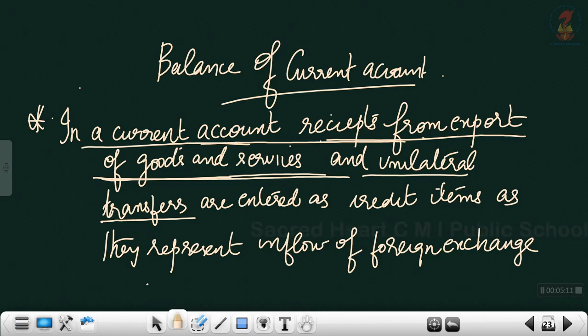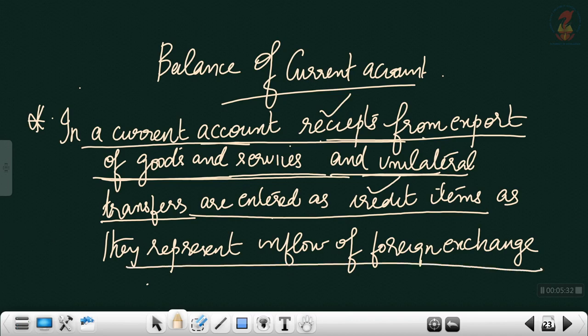Receipt from the export of goods, that is visible items, services, invisible items and unilateral transfers are entered as credit items. I have told you, whenever it is a receipt, it has to be entered on the credit side, and they represent inflow of foreign exchange. If it is recorded on the credit side, it will be inflow of foreign exchange.